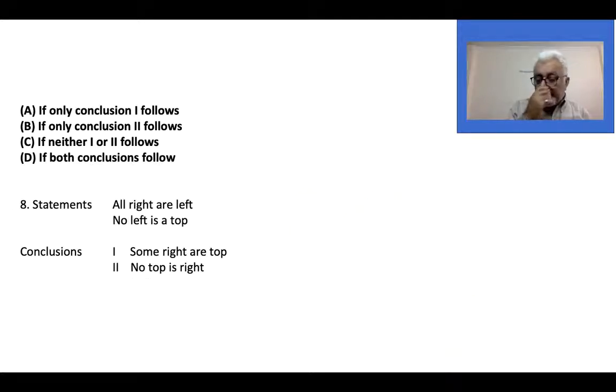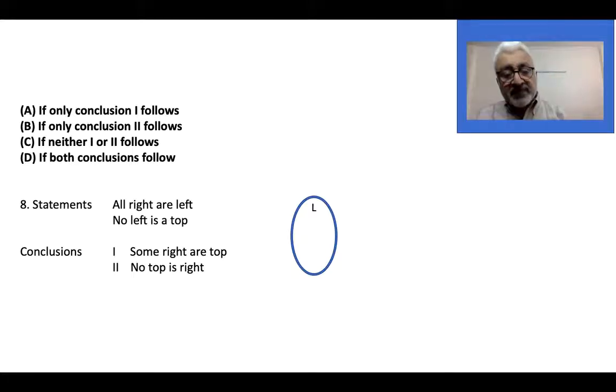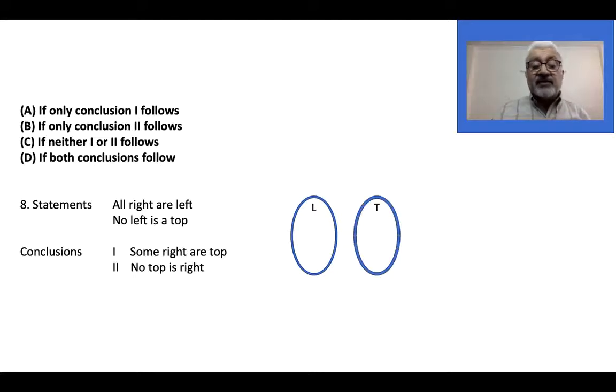Moving on quickly to question number 8. Since we've got another negative statement, I'll draw the diagram for the negative statement first. No left is a top. So we've got left and top, and we draw a bar between them. This represents no left is a top. Then it says all right are left. So right has to be inside left. This is what we made. So this is our diagram which represents all right are left, and no left is top.